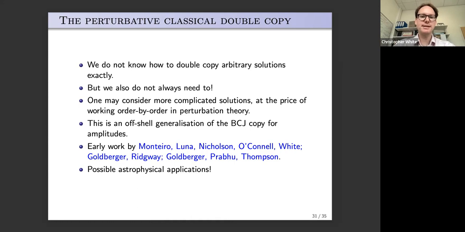Now, this is in some sense an off-shell generalization of the BCJ double copy for amplitudes. I use off-shell here, perhaps slightly incorrectly compared to the way it was used earlier, in the sense that with an amplitude, everything goes off to infinity. If you have a classical field and you want to know what the classical field is at this point, it has a length scale that has a non-zero momentum associated with it if you do the Fourier transform. So in some sense, you've taken one of your legs away from infinity and brought it to a finite point. There was early work on that done by this list of people here. And there are possible astrophysical applications of this.